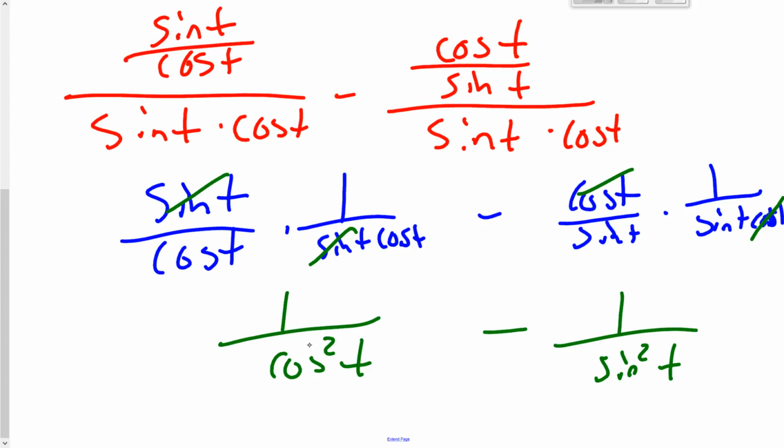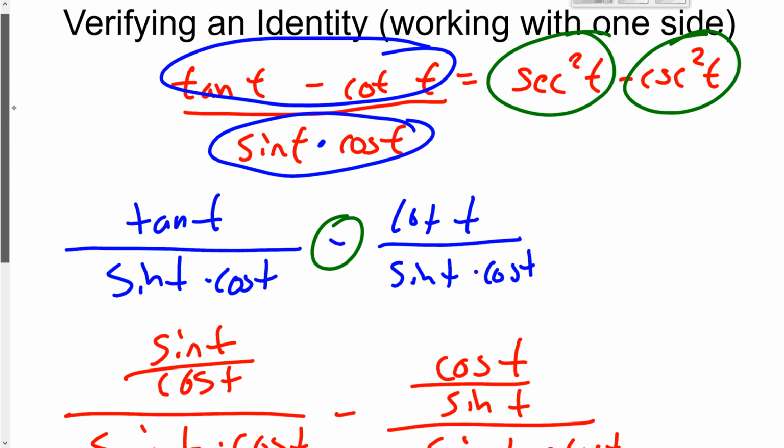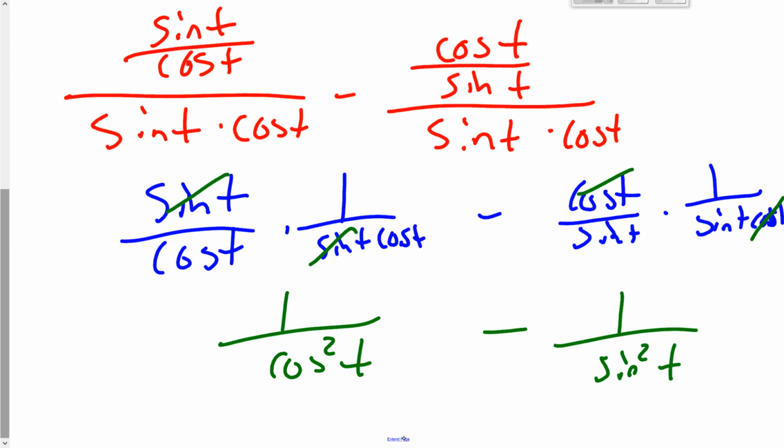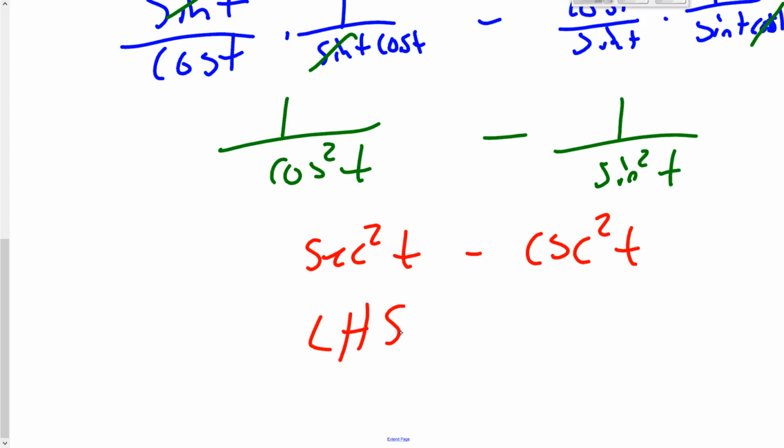Now I don't need fractions, right? I need whole numbers on top, right? So I need to flip these. Well, I can flip them by writing the reciprocals, right? So secant squared t minus cosecant squared t. And that's what it looks like, right-hand side. So the left-hand side equals the right-hand side.